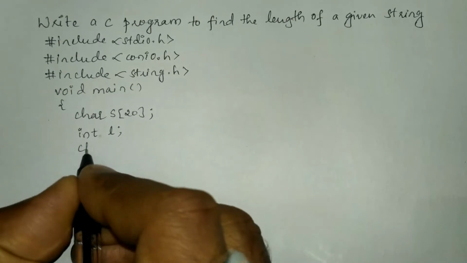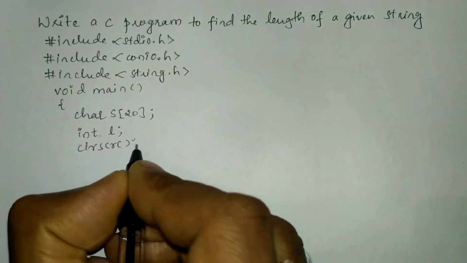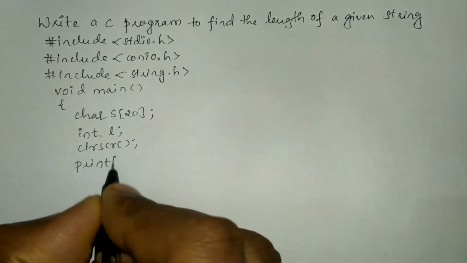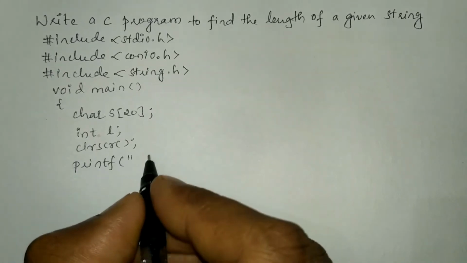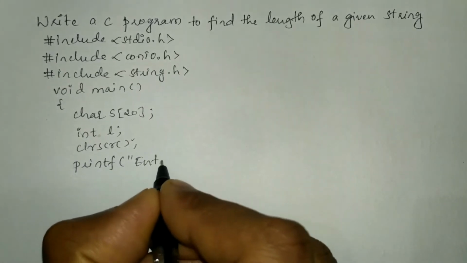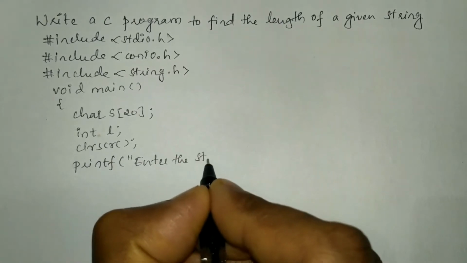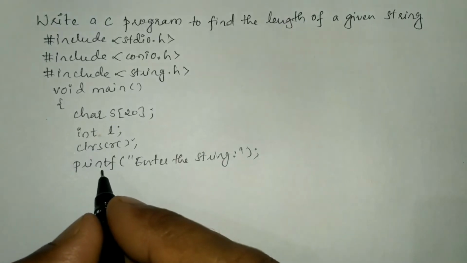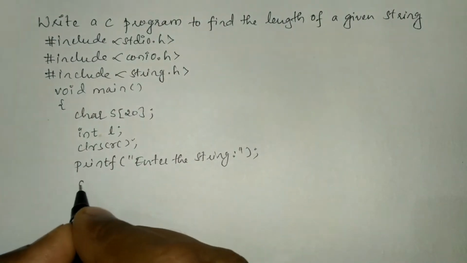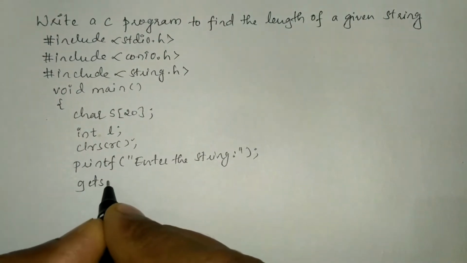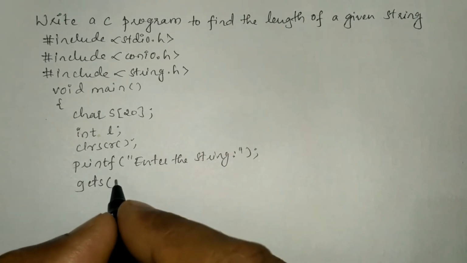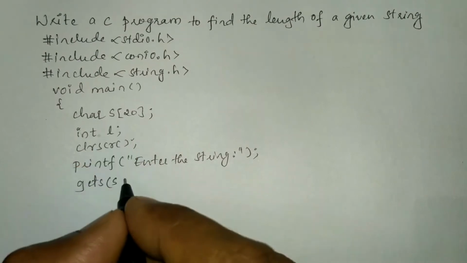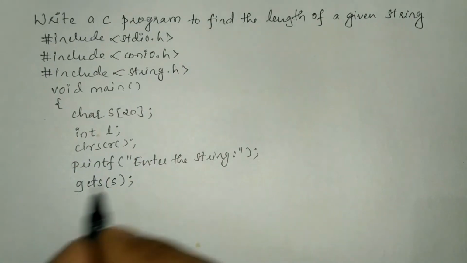Now let us write clrscr function, which is used to clear the screen. Now let us ask the user to enter the string using printf statement. In a double quotation mark I'm going to write enter the string, end the double quotation mark and put semicolon. Now we are going to receive the string using gets function. Here we are going to pass the array of characters, yes, that is string.